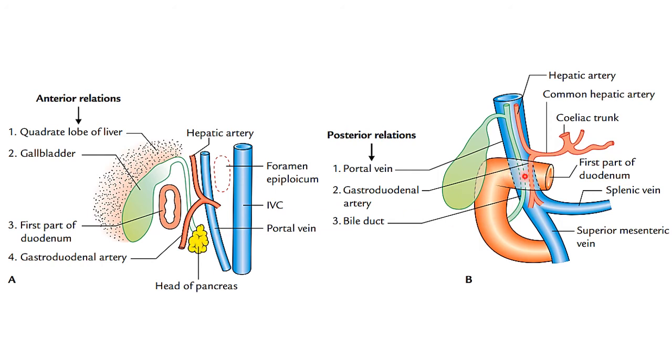Some special features of the first part of the duodenum are that it is the only part of the duodenum which is intraperitoneal and hence freely movable. Only the first inch of the first part is intraperitoneal. It is the only part which is supplied by the end arteries, and it is the only part of the duodenum which does not have circular mucus folds.